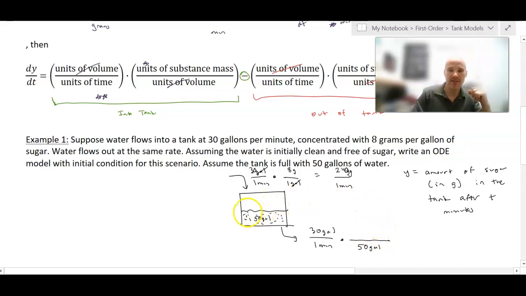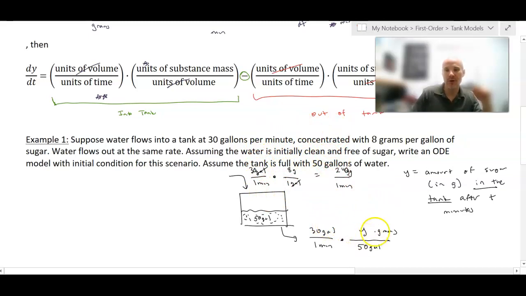Well, how much we have in here is actually unknown at the moment because, keep in mind, as we mentioned earlier, water is flowing in and water is flowing out. The amount of sugar that is inside of that tank is specifically what our variable defines. Y is the amount of sugar in the tank. So how many grams do we have inside the tank? Well, we have Y grams.